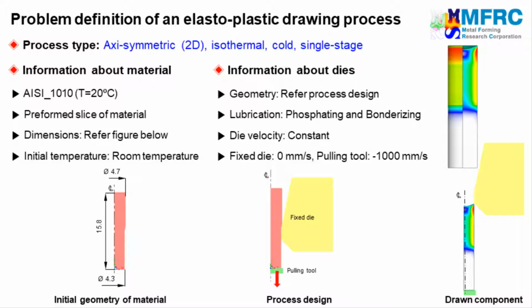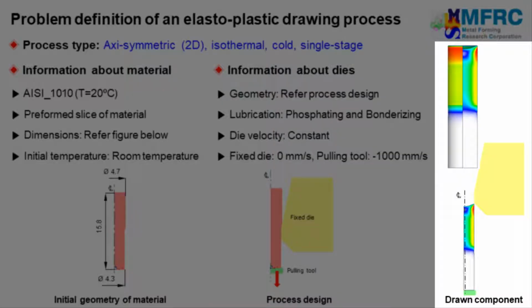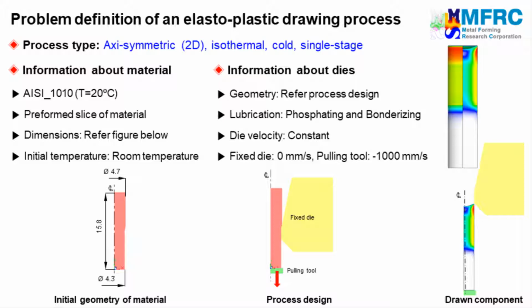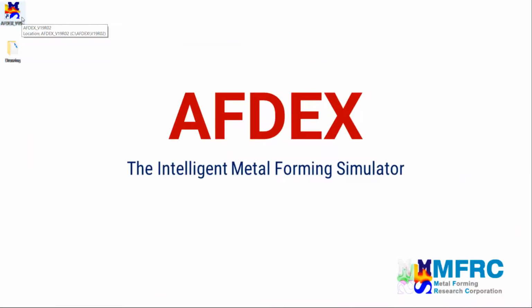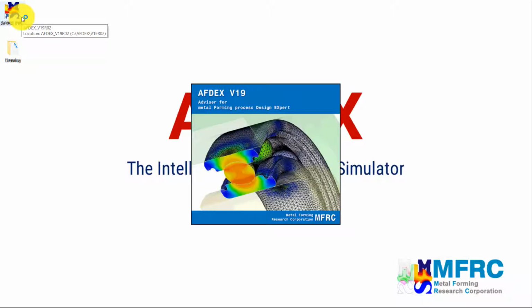The problem definition is complete. The result of the simulation can be seen on the right side. So now, let's see how we can simulate this process using AFDEX. Double-click on the AFDEX icon to execute AFDEX on your computer. Click on New to define a new process.